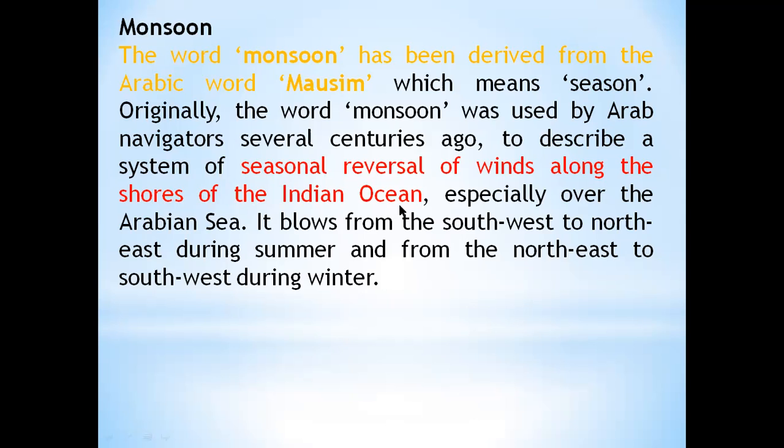Due to the reversal or retreating of monsoon winds along the Indian coastal regions, especially in the Arabian Sea, the winds blow from southwest to northeast during the summer season, and in the winter they blow from northeast to southwest. Due to this phenomenon, the reversal of monsoon winds creates the southwest monsoon rainy season and the northeast monsoon rainy season.